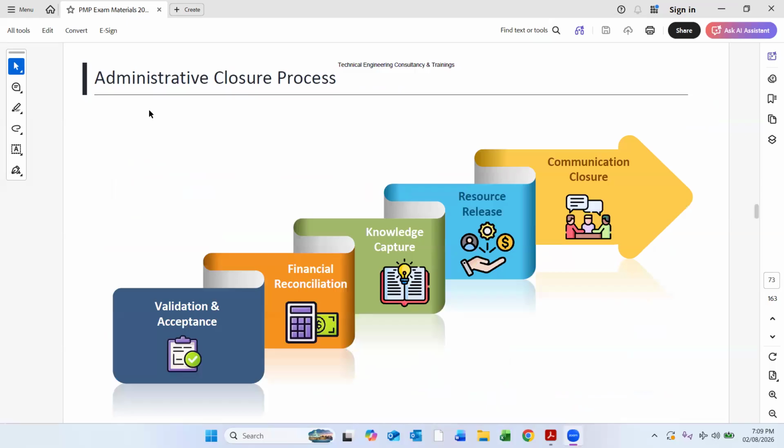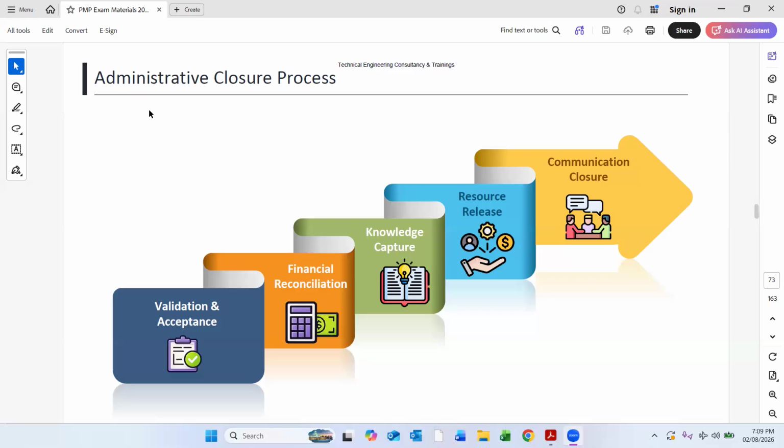Here, administrative closure process. So this is actually how we administratively close the process. We have validation and acceptance. Then, if the contract is validated and accepted, we have financial reconciliation. Okay, we again negotiate for the finance, right? Then knowledge capture is there. Then resources are released, and then communication is closed. So this is how the administrative closure process is, like how we close any particular deal with a subcontractor or supplier, right?